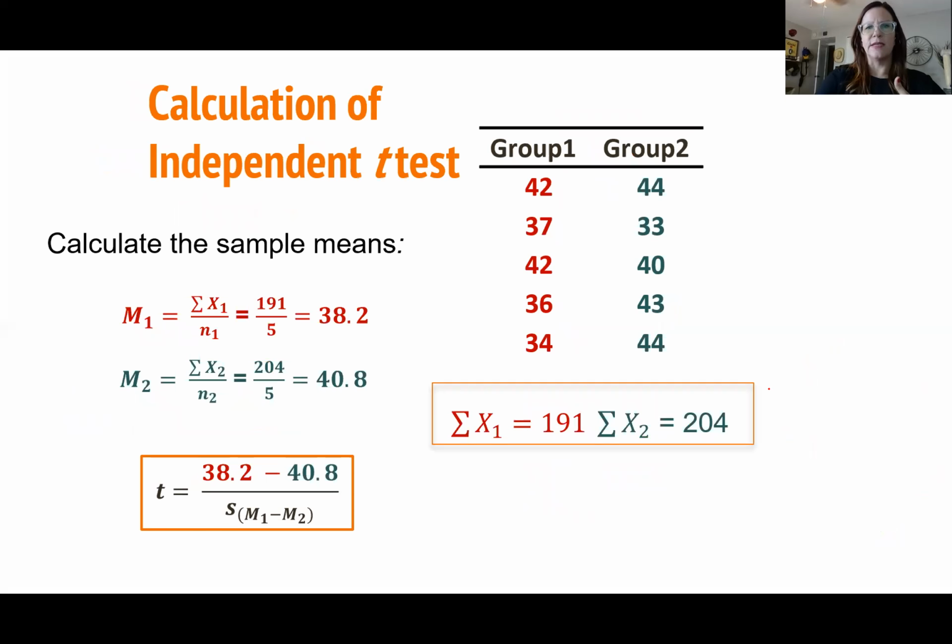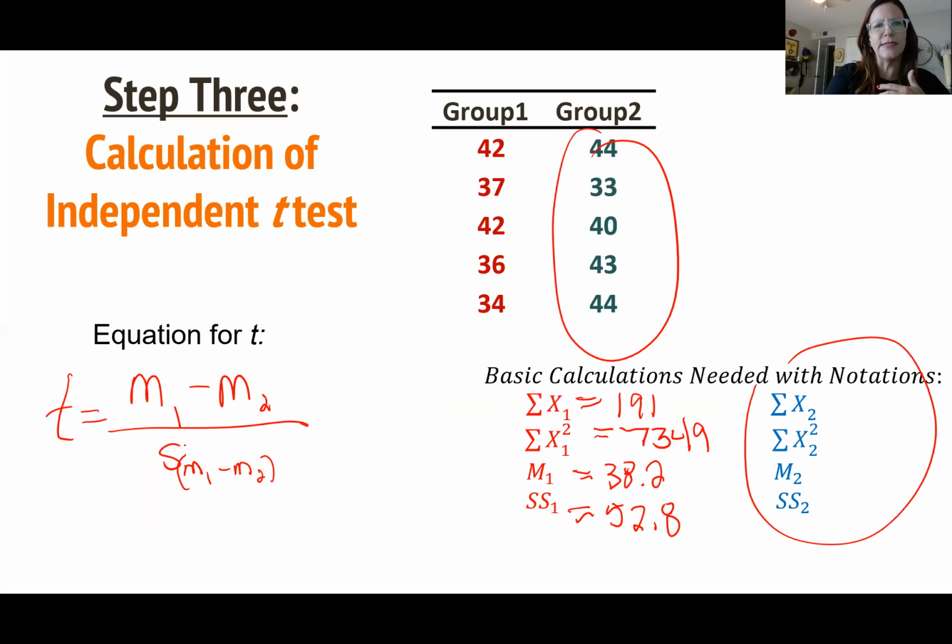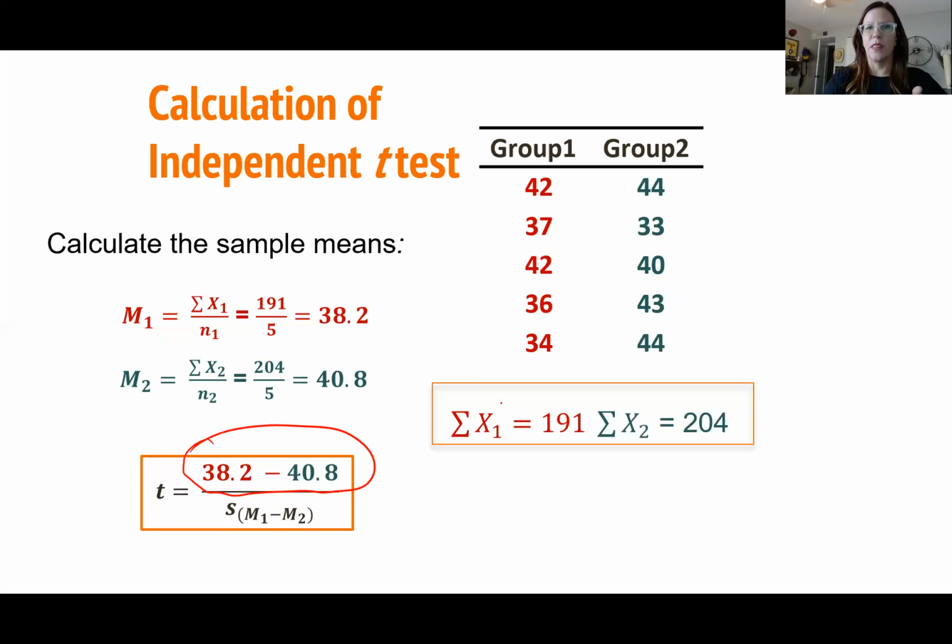So as you can see, the sum of x for group 1 was 191, the sum of x for group 2 was 204. The means for both of those groups were calculated, 38.2 for group 1, 40.8 for group 2. I can automatically fill those into the numerator of my t-statistic. So that's what I do. I write that statistic down, and then I always put a little equal sign, and I can start plugging numbers in as I see needed. So now we need to work on the estimated standard error.